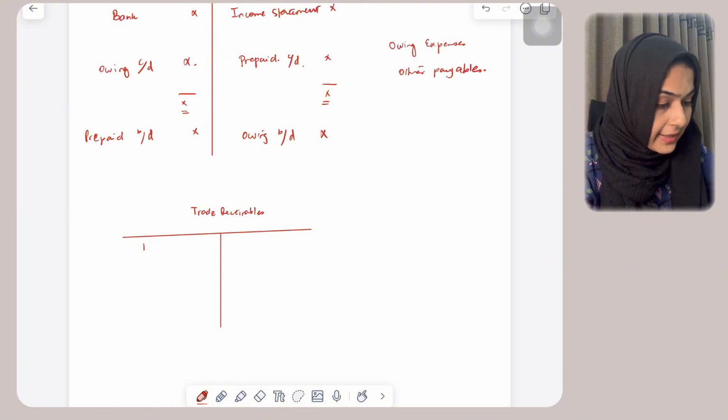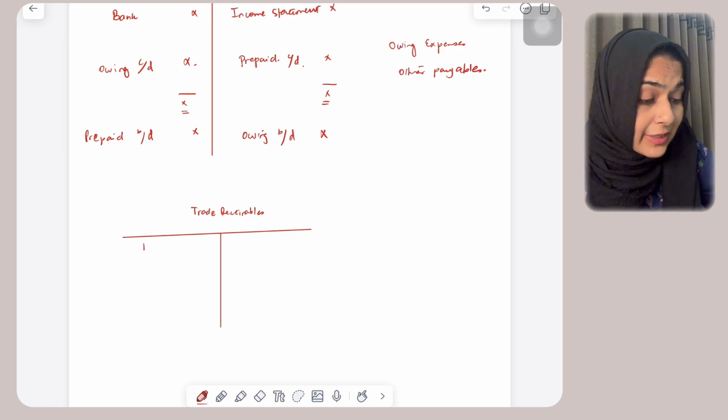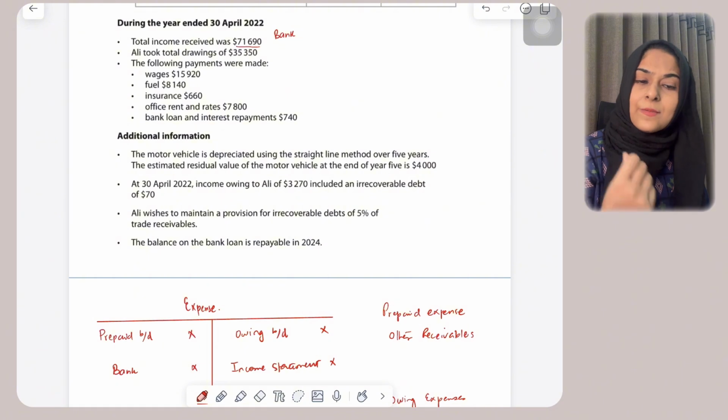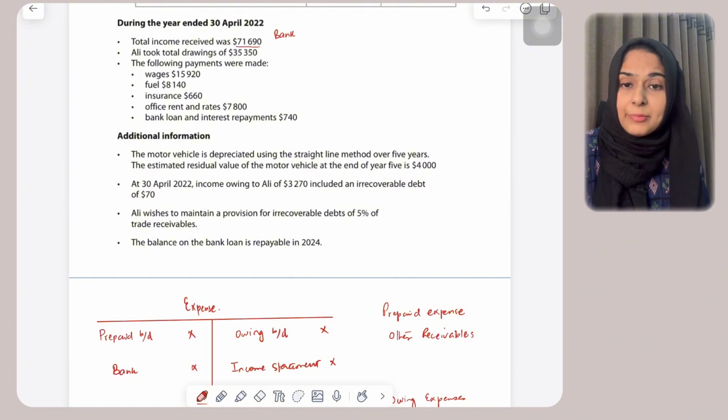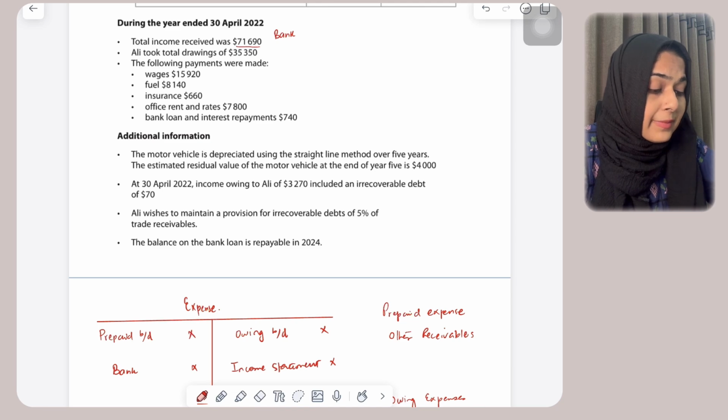Income owing at end is how much? Here the income owing at end is 3270, so I'll write here 3270. What we have received from our trade receivables during the year was 71,690. So now think of the double entry here. Bank will be debited, so you need to credit the trade receivables account. So I'll write here bank, and on the credit side, I will write 71,690.